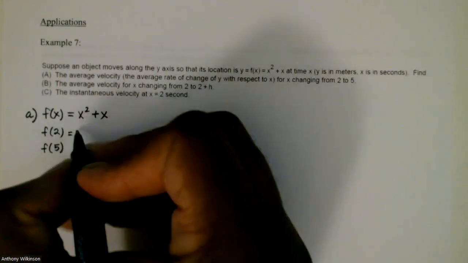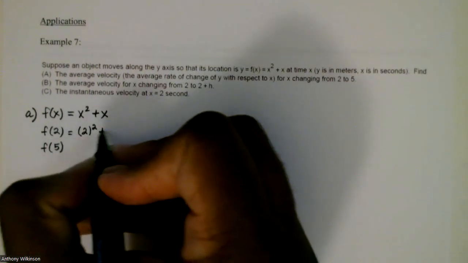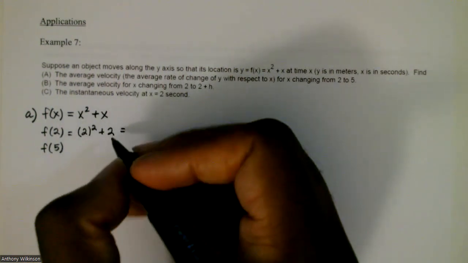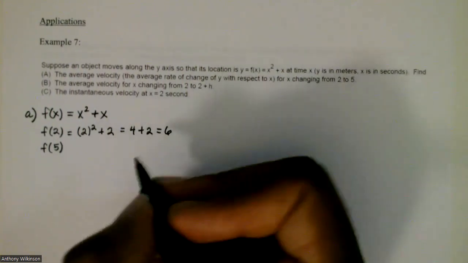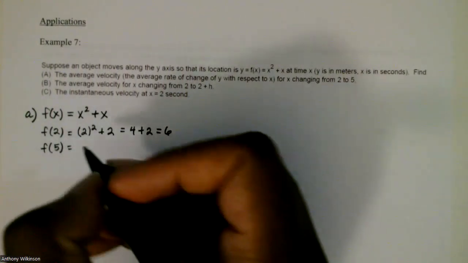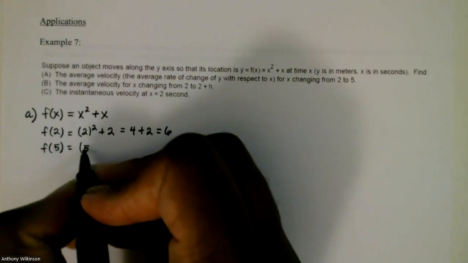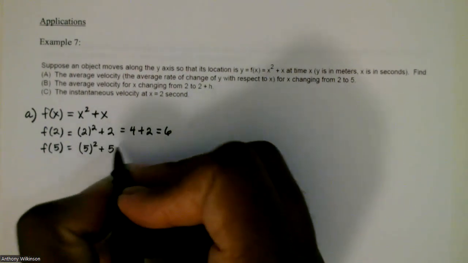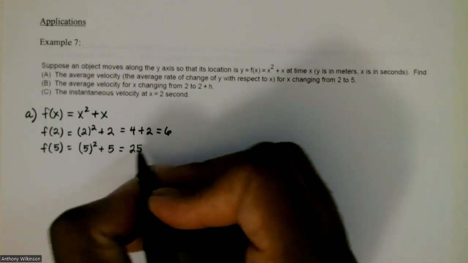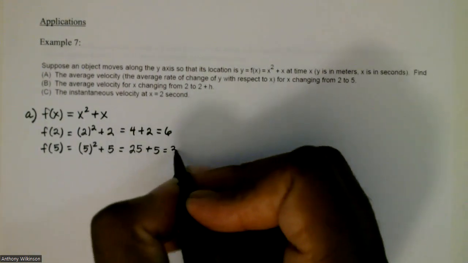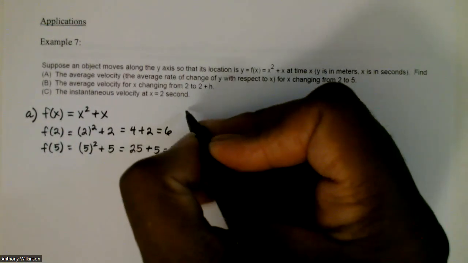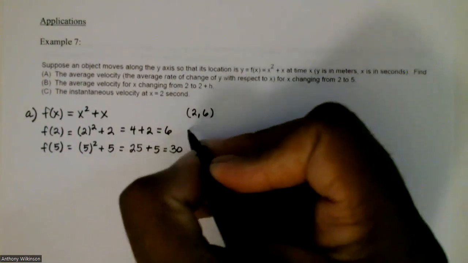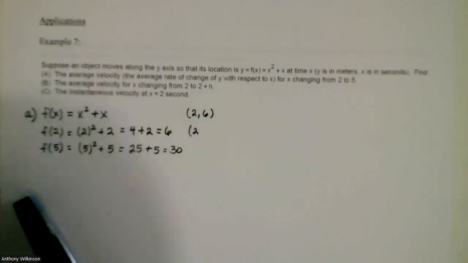At x equals 2, we've got 2 squared plus 2. We square the 2, you're going to get 4. 4 plus 2 is 6. And then for f of 5, just replace the x with 5, so it'll be 5 squared plus 5. 5 times 5 is 25, plus 5 would be 30. Now, if we want to write this as ordered pairs, we can do that. One would be 2, 6, the other one would be 5, 30.